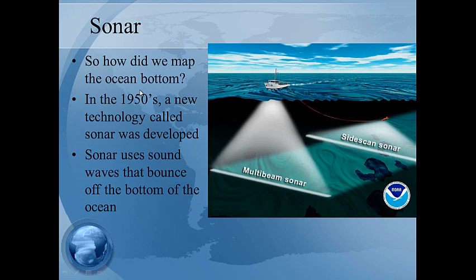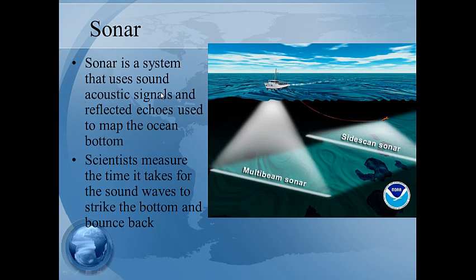So how did we map the ocean bottom? Okay, what we used was something called sonar. Okay, and in the 1950s, a new technology called sonar was developed. Sonar uses the sound waves that bounce off the ocean bottom. So we'd send these sound waves, okay, and they'd bounce off the ocean bottom and bounce back. It's a system that uses sound acoustic signals and reflected echoes, okay, to map the ocean bottom. If you've ever seen those old submarine movies, you hear that in the background, it's going ping, ping. Well, that is sonar. That's sound, okay, being used to tell them how deep they are.